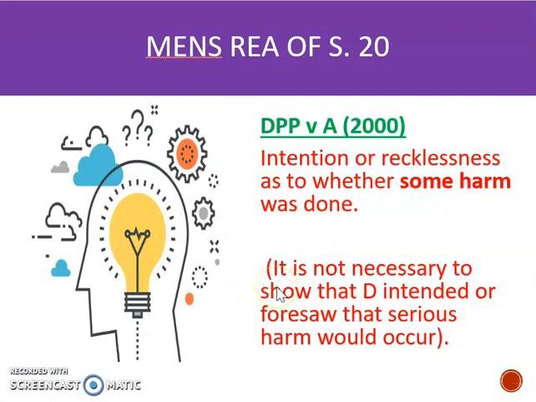To be guilty of a Section 20, your defendant needs to intend or be reckless as to whether some harm was done. So it's not necessary to show that the defendant intended or foresaw GBH. Okay, you've only got to prove they intended or were reckless as to some harm.